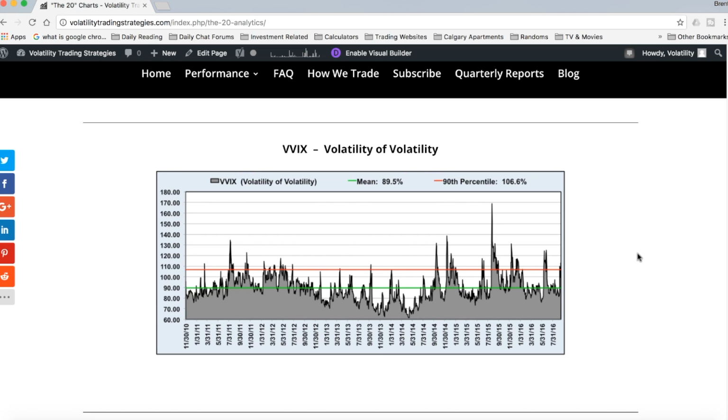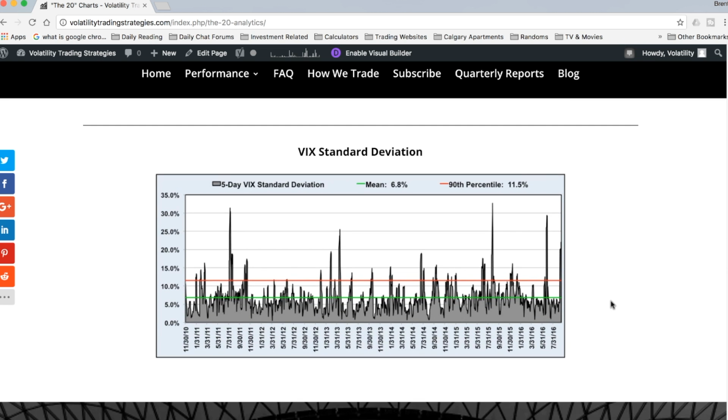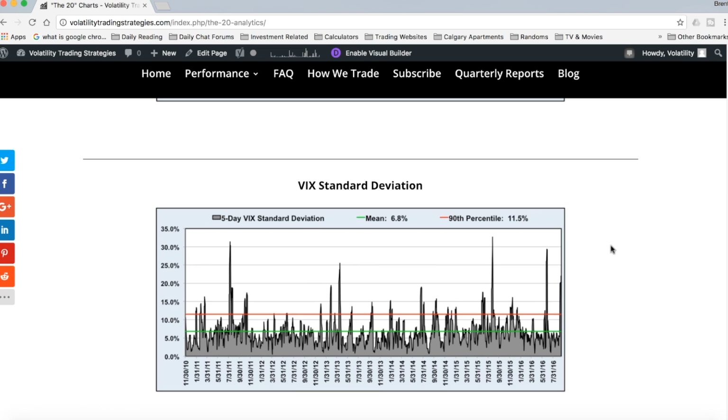VVIX, again, I check this thing all the time. It's one of, I don't know, 10 or 15 indicators that I really focus in on. And again, I've got the means and the 90th percentile for you, so you'll be able to determine your own levels of where you like to trade. And the VIX Standard Deviation is another chart that I'll give you. It's a 5-day VIX Standard Deviation. It also shows a lot. If the VIX is moving around a lot, it's probably not a great time to be trading. If the VIX is very stable, that might be a tailwind for the XIV. So that's it for the indicators.